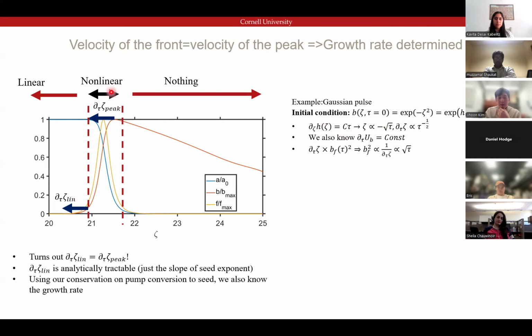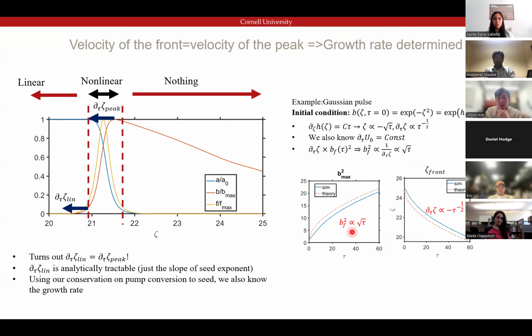And as a result, you know how fast the peak moves. So you can just use the estimate I gave before: the peak motion times the amplitude equals a naught, square root constant. And from that, you can say that the front amplitude also grows as square root of tau. And this is exactly what my 1D code told. So growth rate is indeed proportional to the square root of propagation distance, and the front moves inversely proportional to 1 over square root of tau.